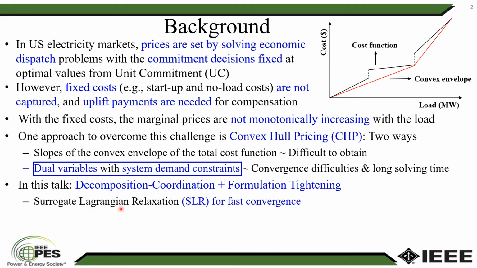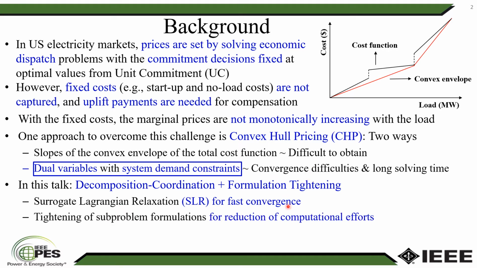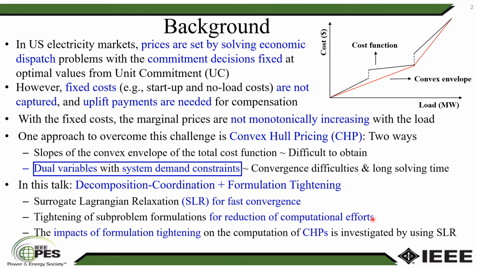We first take a decomposition coordination method called surrogate Lagrangian relaxation for fast convergence. We then introduce formulation tightening of subproblems for reduction of computational efforts. The aim of this paper is to understand the impact of formulation tightening on the computation of convex hull prices by using the SLR method.